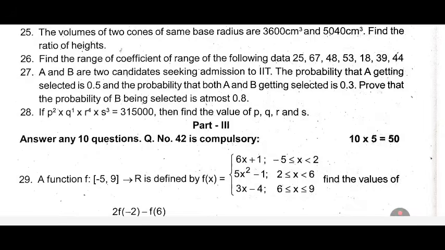28. If P square into Q to the power of 1 into R to the power of 4 into X cube is equal to 315000, then find the value of P, Q, R and S.